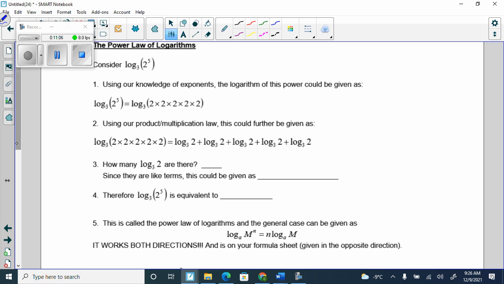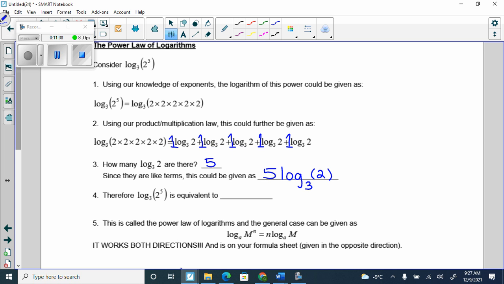And whenever you have things that are multiplied, you can separate them by plus 1 logs, right? So log base 3 of 2 times 2 times 2 times 2 times 2, I can make all separate logs. Plus 1 log base 3 of 2, plus 1 log base 3 of 2, plus 1 log base 3 of 2, plus 1 log base 3 of 2, plus 1 log base 3 of 2. Now how many log base 3 of 2's do I have? 5. So since there are 5 of them, I can say I have 5 log base 3 of 2's. Can't I?